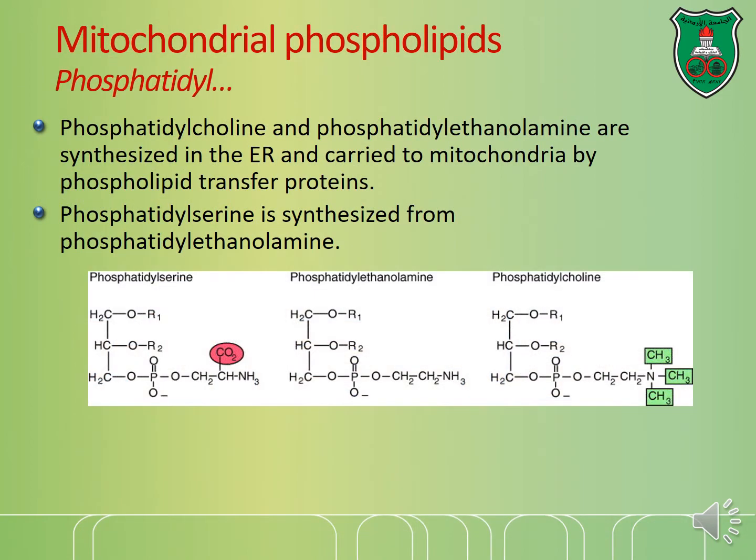Now, mitochondria also have specific types of lipids in their membranes. For example, mitochondrial membranes do have phosphatidylcholine and phosphatidylethanolamine, both of which are synthesized in the endoplasmic reticulum. Then they are carried to mitochondria by transfer proteins. They also contain in their membranes phosphatidylserine, which is synthesized from phosphatidylethanolamine.